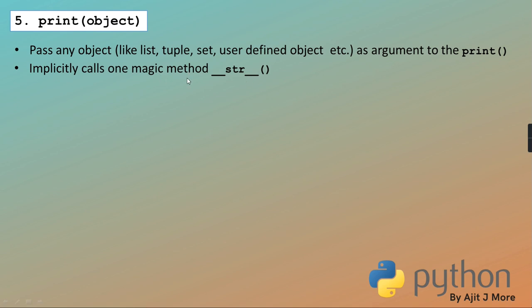Every dunder method is a magic method. And what is a dunder method? Beginning double underscore, ending double underscore. So every dunder method is a magic method. And what is a magic method? A method which is not to be called explicitly.